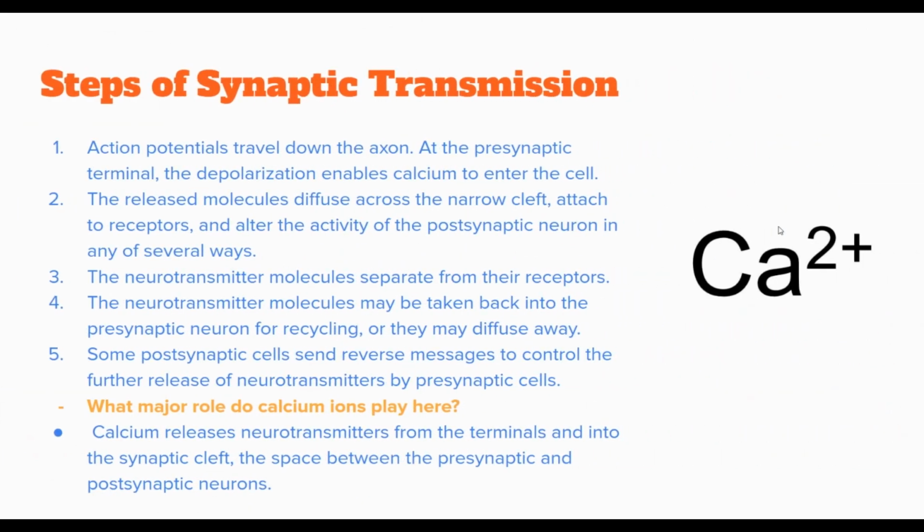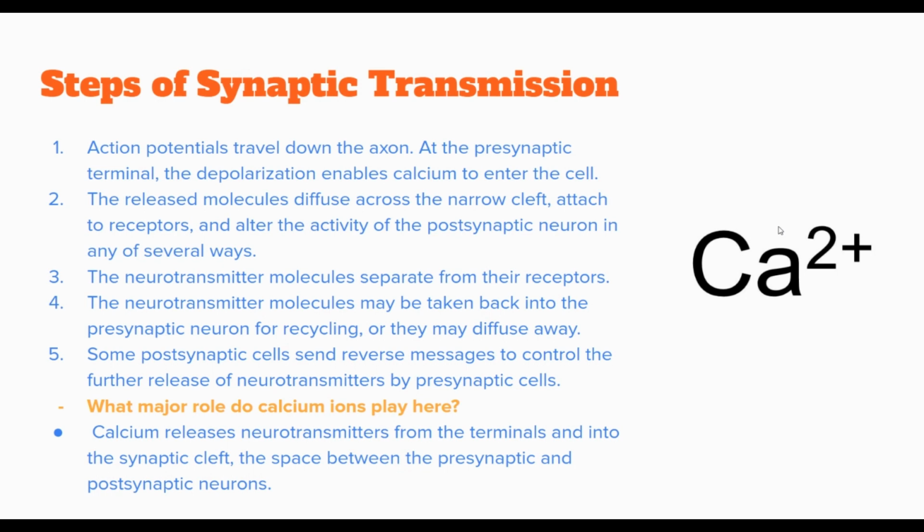Now, steps of synaptic transmission. Step 1 is action potentials travel down the axon. At the presynaptic terminal, the depolarization enables calcium to enter the cell. 2. The released molecules diffuse across the narrow cleft, attach to receptors, and alter the activity of the postsynaptic neuron in any of several ways.